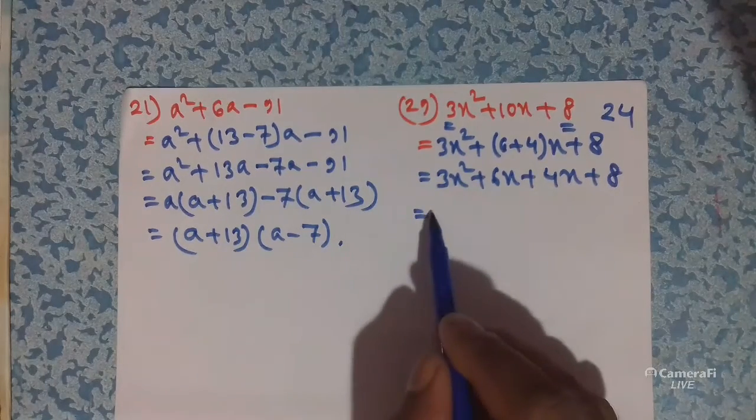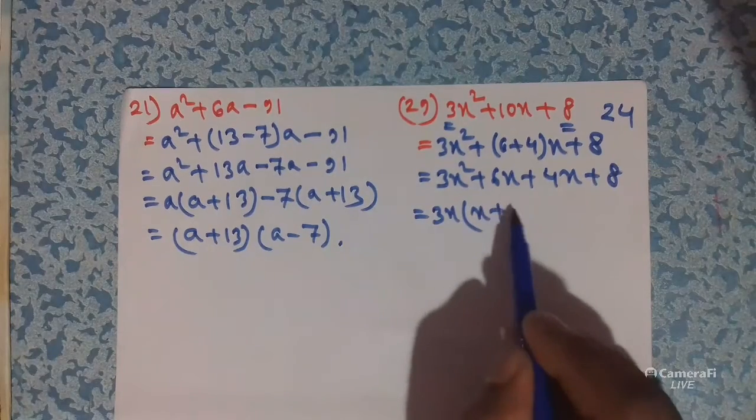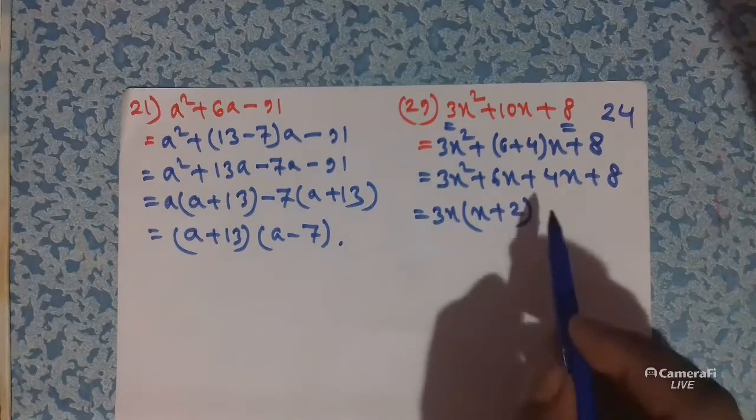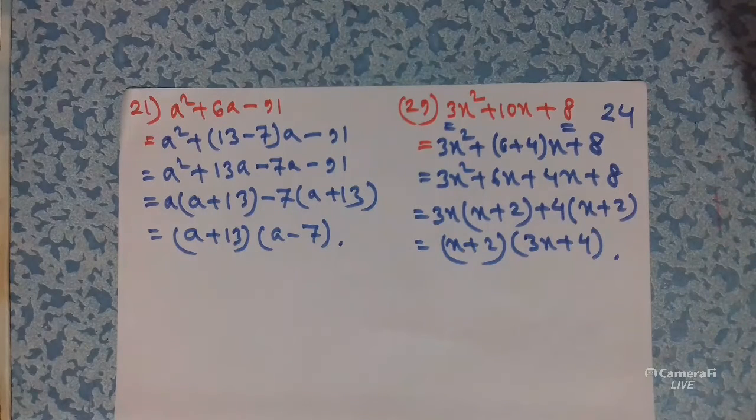Now from the first two terms we can take 3x as common, so here x will be left and here 2 will be left, and from the last two terms we can take 4 as common, so here x and 2 will be left. Again we can take x plus 2 as common, so x plus 2 and here 3x plus 4. So x plus 2 and 3x plus 4 is the correct answer.